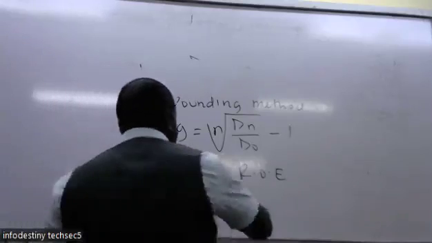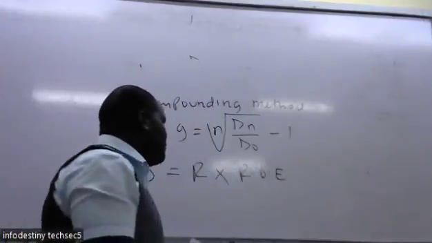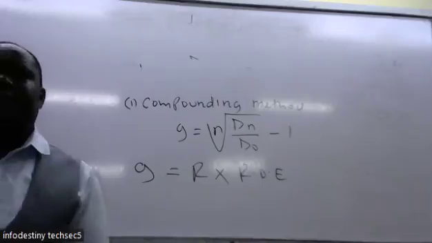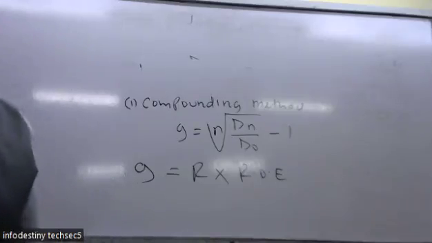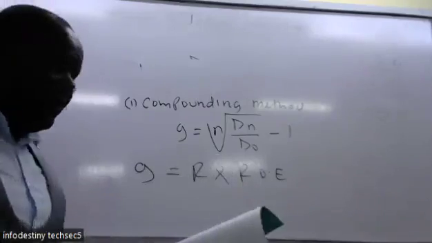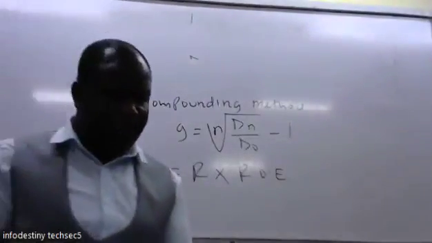Then this other one is meant to be the return on equity. So simply, R is the retention ratio of the profit, and the other one is the return on equity.